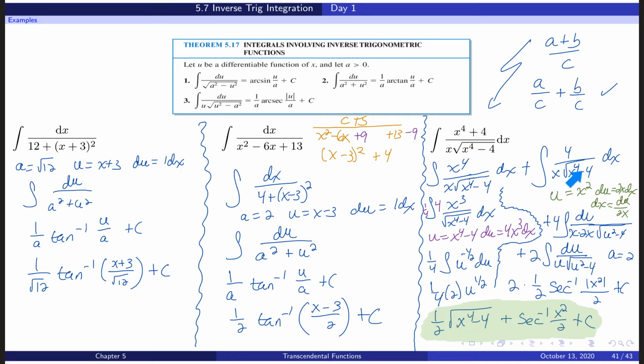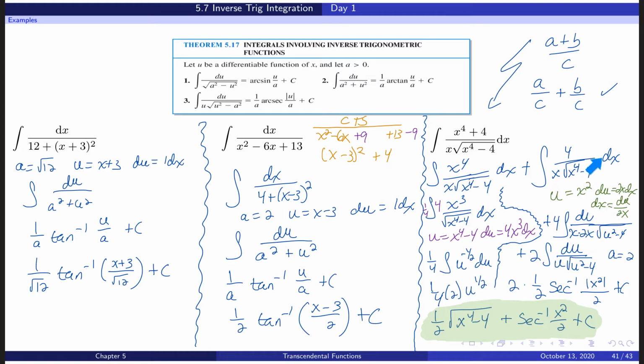The second one's a little bit more complicated because I have this x here and I don't have an x to the third up here, but this quantity here is starting to look like the inverse secant. So I'm going to let u equal x squared, du is going to equal 2x dx, and that doesn't quite work out great yet, so I'm going to solve for dx. dx is du over 2x.